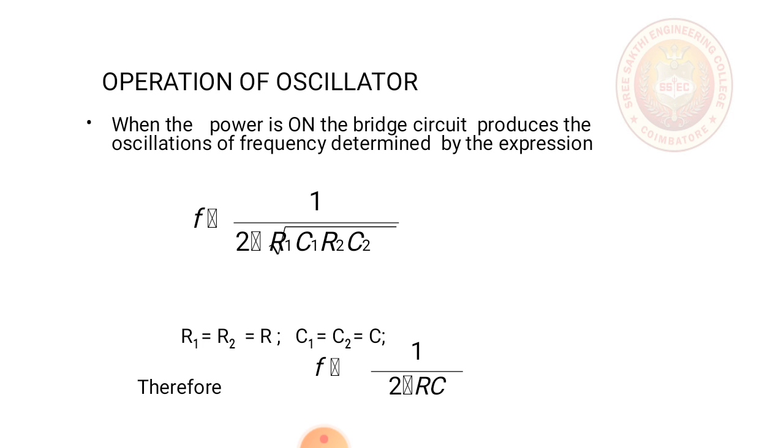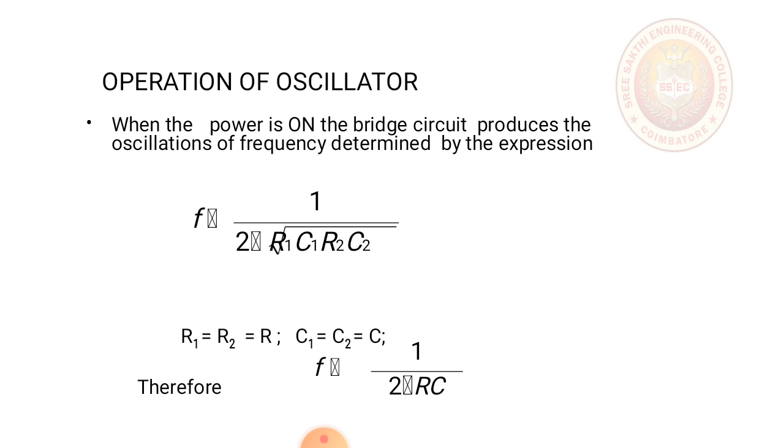Operation of oscillation. Between the high and low frequencies, there exists a particular frequency at which the values of the resistance and capacitive reactance become equal to each other, producing the maximum output voltage. This frequency is referred to as the resonant frequency. The resonant frequency for the Wien bridge oscillator is given by Fr = 1 / (2 pi root of R1 C1 R2 C2).